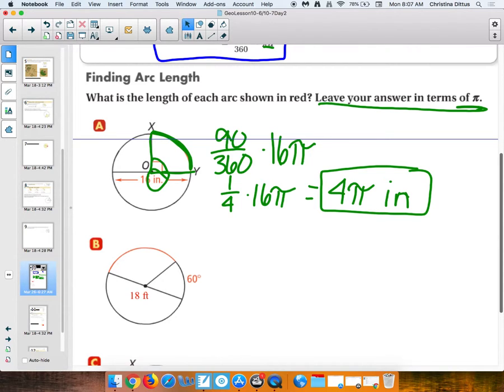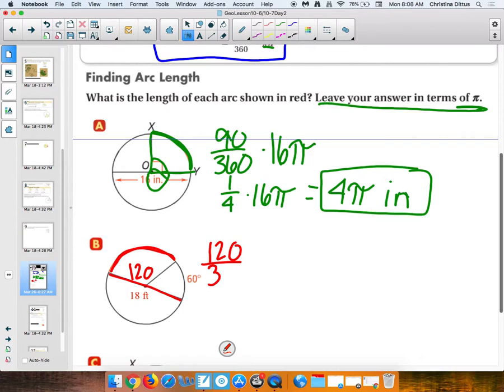In B, we're finding this arc right here. So what would be the angle measure associated with that arc? 120. How'd you get it? 180 minus 60. Good. We know this is 180. Subtract out this 60 that's labeled. So this angle is 120. So take 120 divided by our 360.